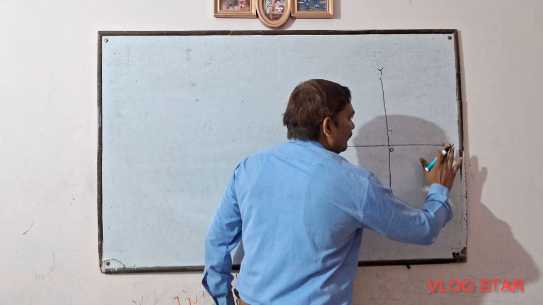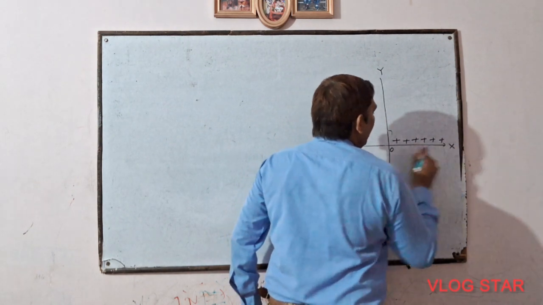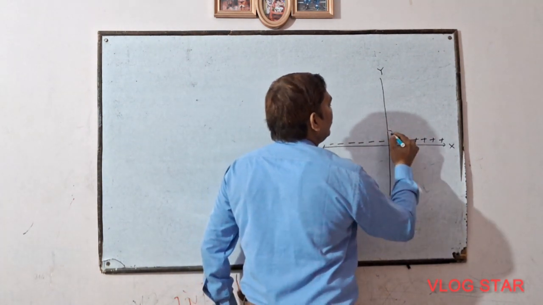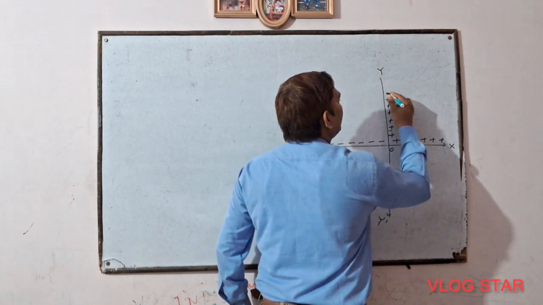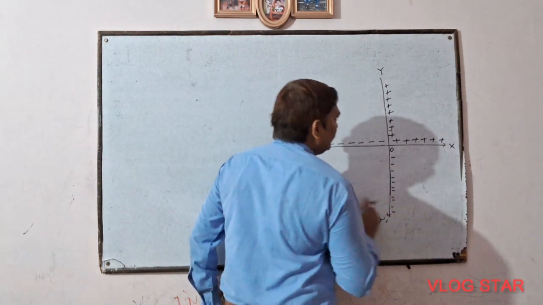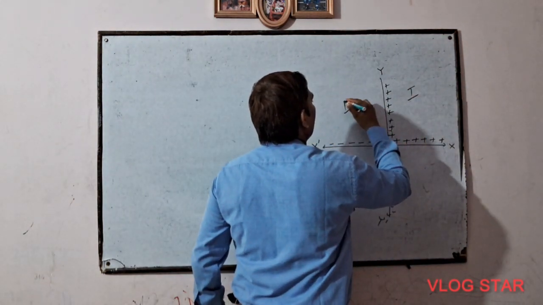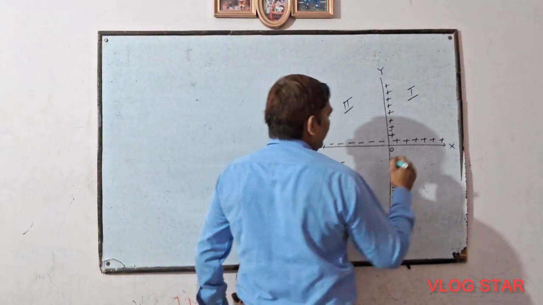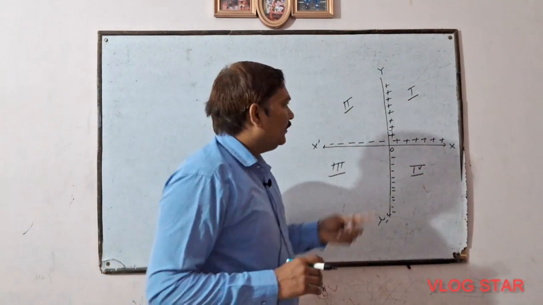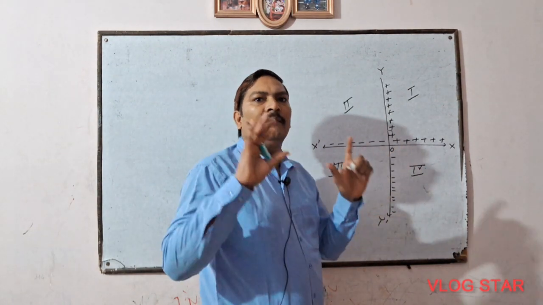Now, on right side of origin, positive integers will be there. On left side of origin, negative integers will be there. Above the origin, positive integers will be there. Below the origin, negative integers will be there. Now see, there are four quadrants. This is the first quadrant, this is the second quadrant, this one is the third quadrant, and this one is the fourth quadrant.